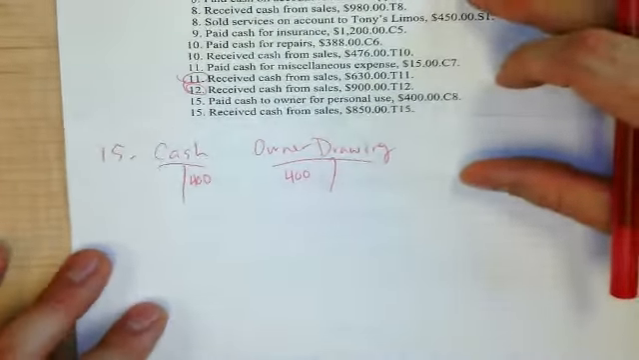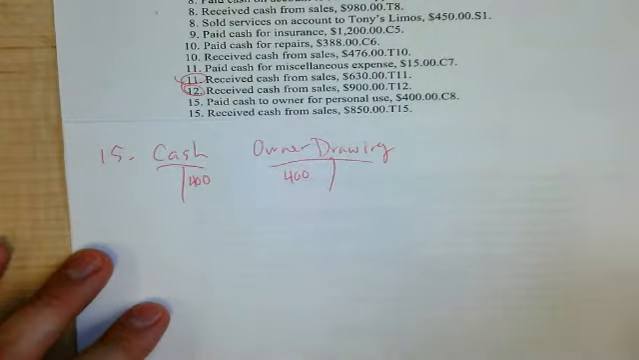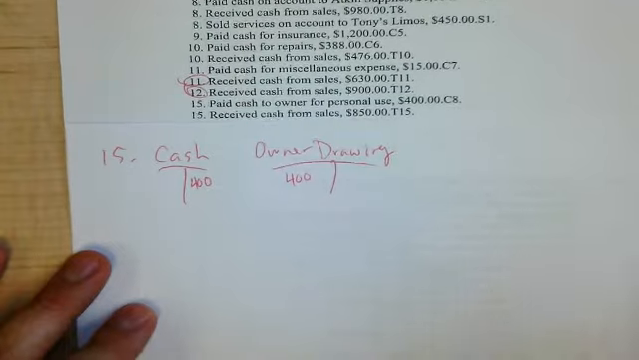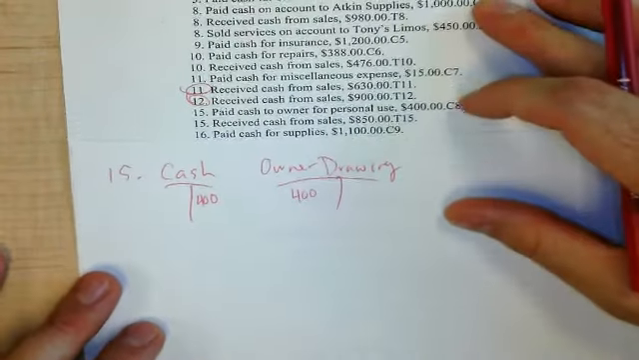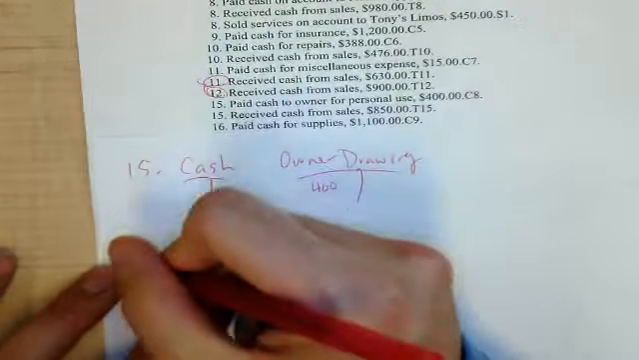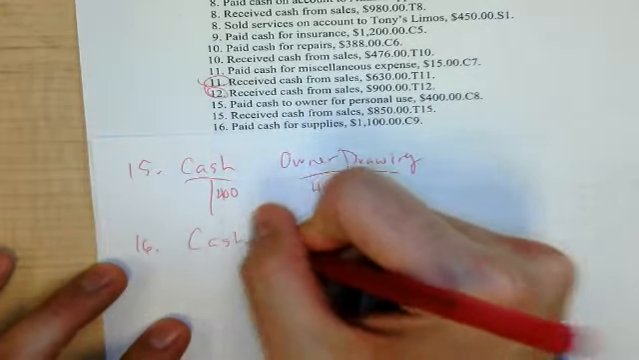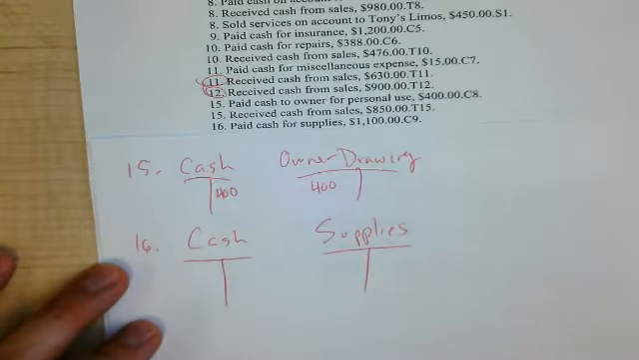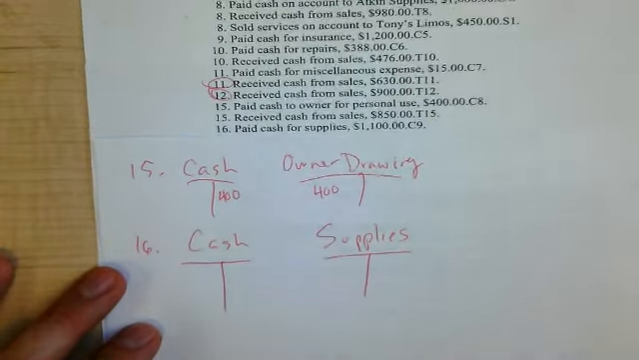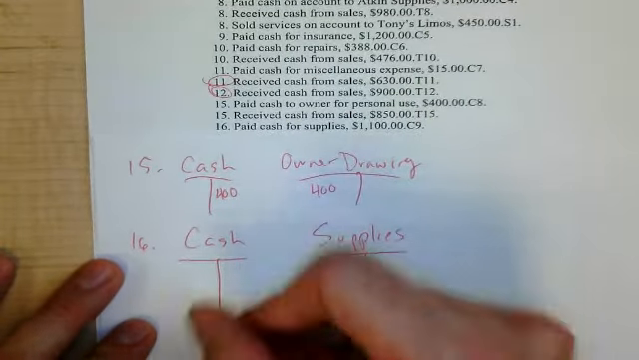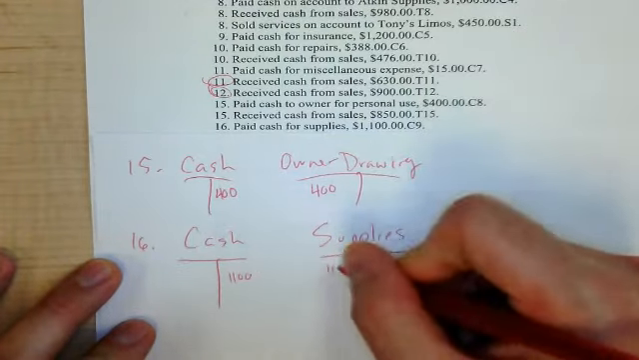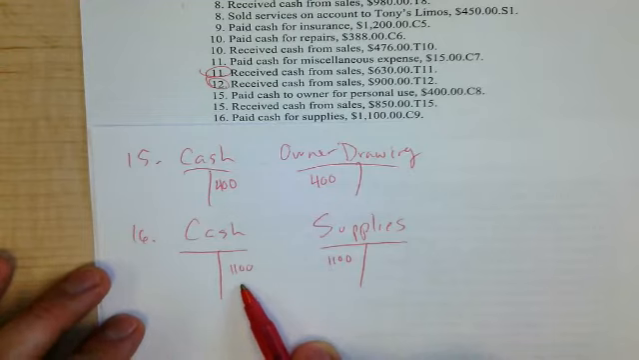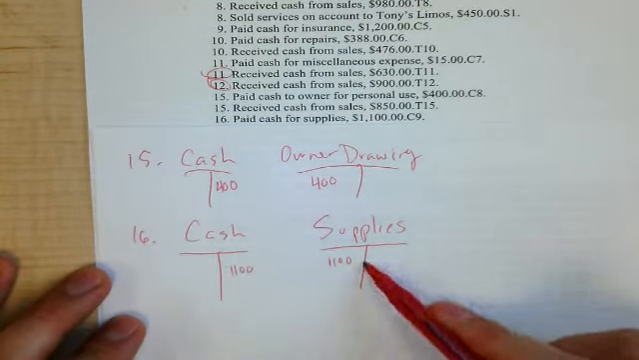Next one, receive cash from sales. I don't think we need to do receive cash from sales ever again as long as you got the other ones. It's cash debit, sales credit. Let's see, paid cash for supplies. Let's do that one, 16. I know I'm going to have cash and supplies. Lauren? For cash, it's going to be credited. And then supplies, it's going to be debited. Credit cash, cash is going down, it's an asset. Debit supplies, supplies is going up, it's an asset.